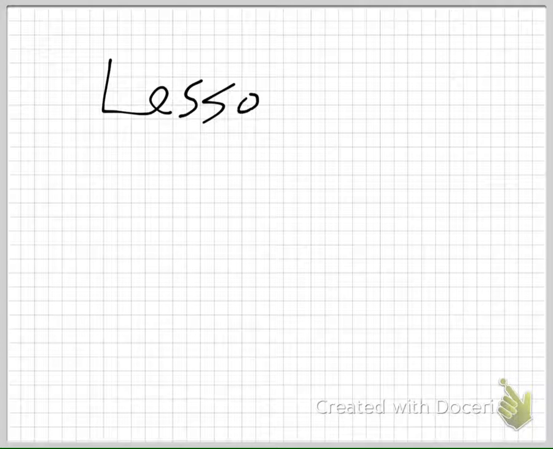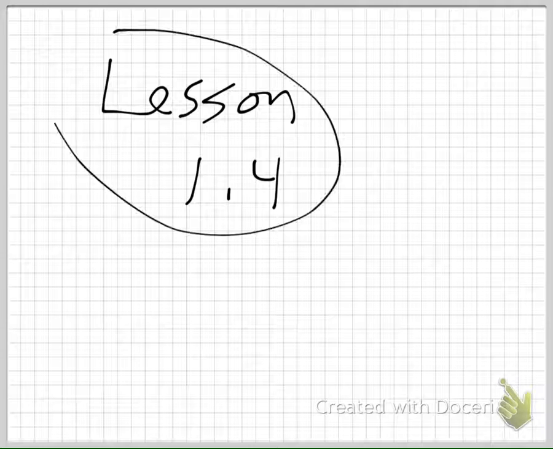All right, this is pre-algebra lesson 1.4, integers and absolute value. Okay, first of all, what is an integer? You guys don't know what an integer is? It's a whole number.